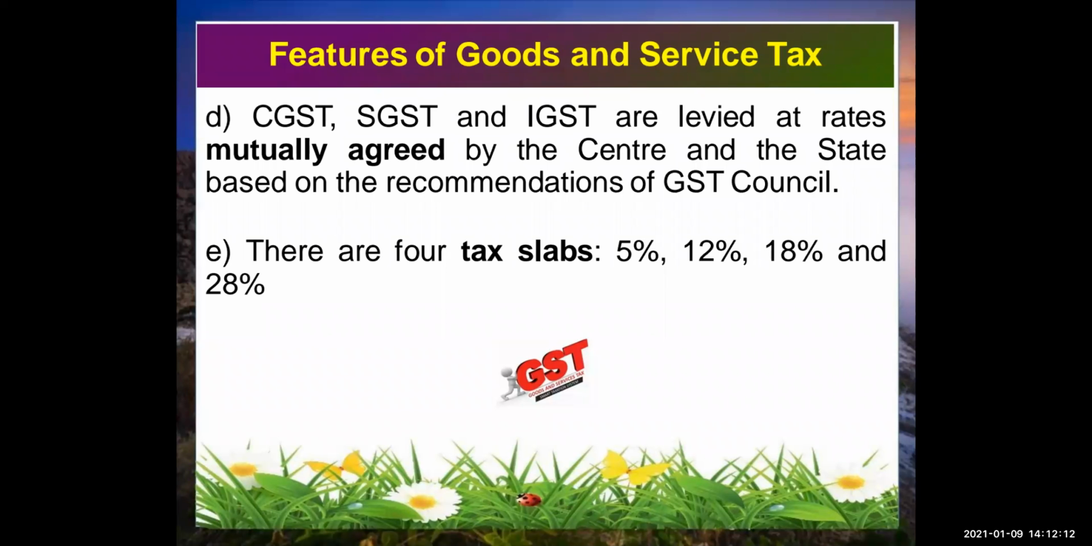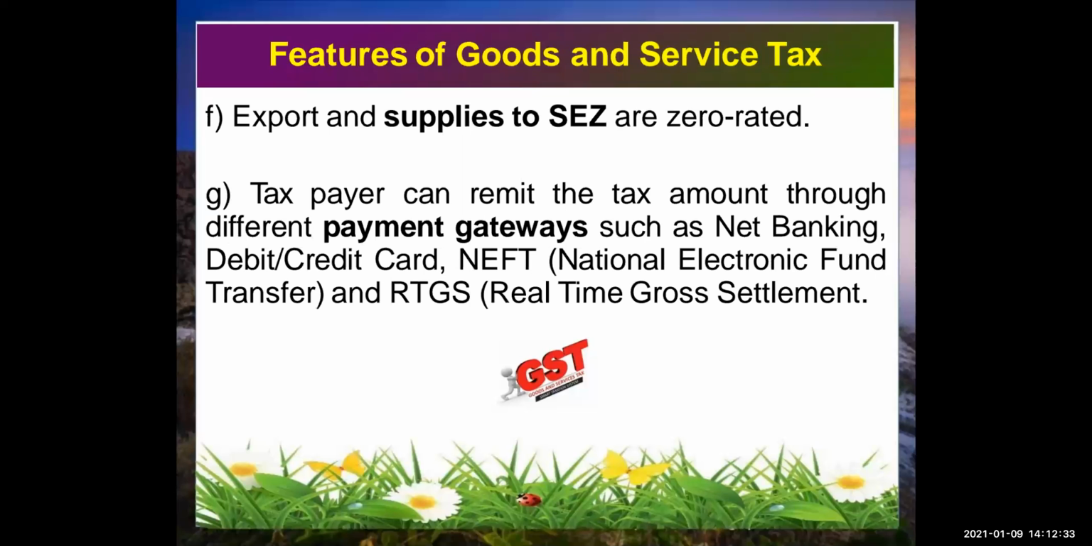CGST, SGST, and IGST are levied at rates which are mutually agreed by the center and the states based on the recommendation of the GST Council. So we can see that there are four tax slabs, 5%, 12%, 18%, and 28%, depending on the industry which you fall in. Exports and supplies to SEZ are zero rated, and the taxpayer can remit the tax amount through different payment gateways such as net banking or NEFT, that is electronic fund transfer, and RTGS.